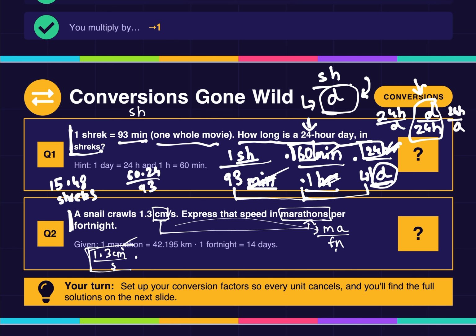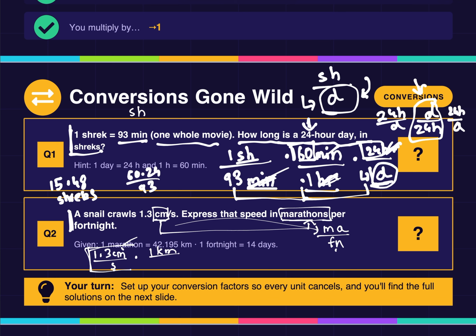Okay? But first, I want to cancel out the centimeters. I want to get that out of here. So what if I do 1 kilometer over some amount of centimeters? Well, why would I do that? Because I want to cancel out this kilometer, right? Then I could possibly do a marathon over a kilometer, and then I could get these canceled out. That's why I would do 1 kilometer over something.